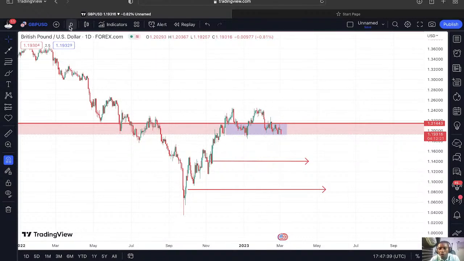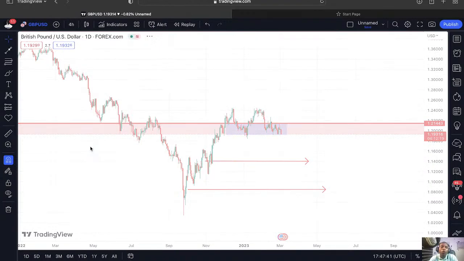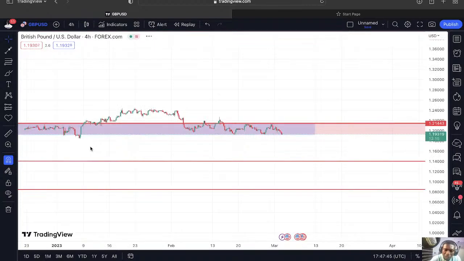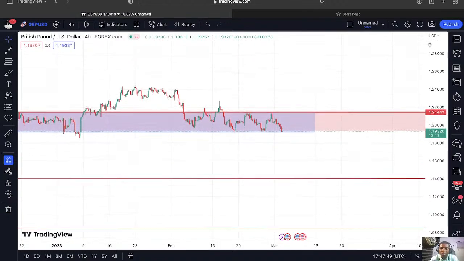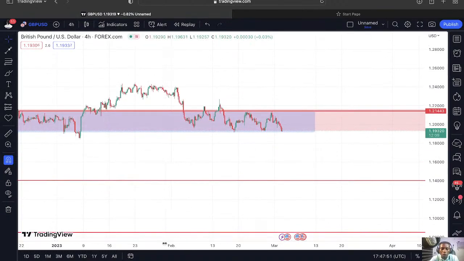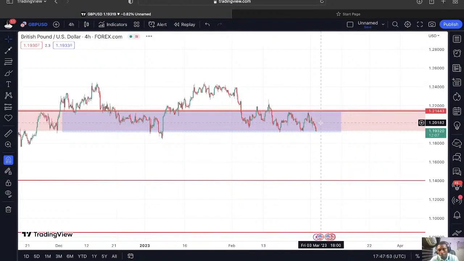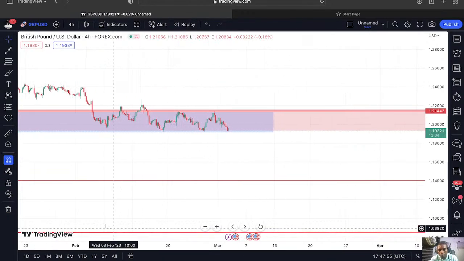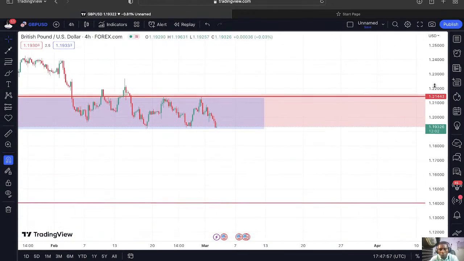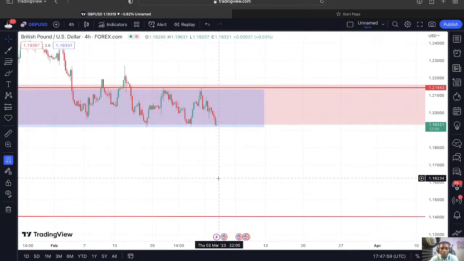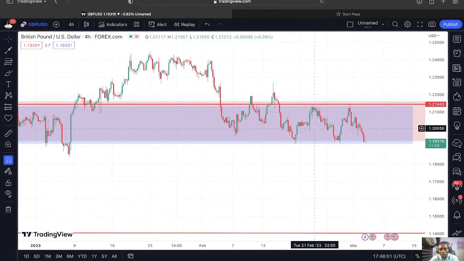So it depends on you. If you are using the 4 hours as your entry level, your entry strategy, then there are levels you are looking at already on the 4 hours time frame. Okay, so good. Look at this closely now. All right, look at this closely.